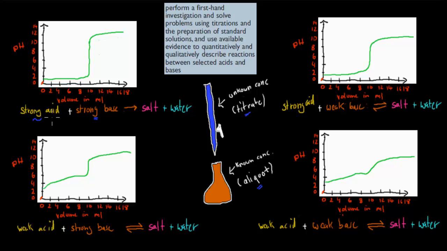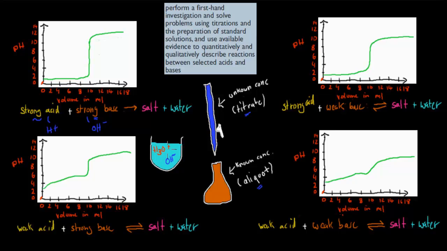What's going to happen for a strong acid, strong base titration is you're going to have no real change in pH until basically we've almost reached the equivalence point. Once we get close to the equivalence point of them being completely neutralized, the acid will produce the hydrogen ions, and the base will produce the hydroxide ions.